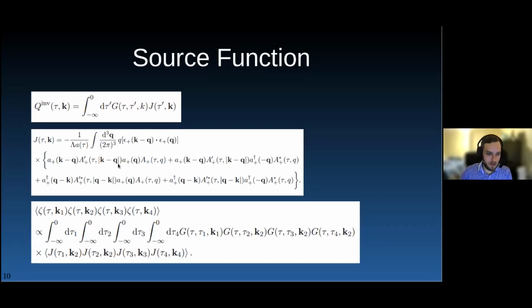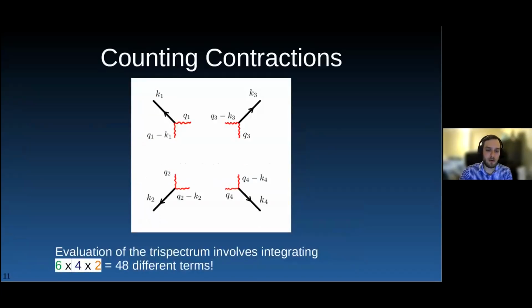So the parity violating piece of our 4-point function, our trispectrum, can be written in this way as essentially the trispectrum of these source terms integrated against these 4 Green's functions. Now to compute this correlation function of these source terms, we have to take lots of contractions of these creation and annihilation operators. And there's a nice diagrammatic way of counting up all these contractions that we show here.